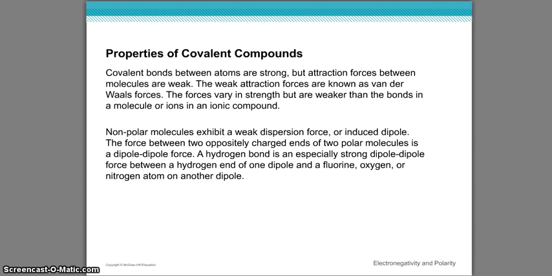Okay, so let's end by talking about some properties of covalently bonded compounds compared to what we saw with ionically bonded compounds. So covalent bonds between the atoms are strong. So within a molecule, those are really strong attractions, but the attractive forces between molecules are weak. So from one molecule to the other, intermolecular attractions, those are relatively weak. And those weak forces between the molecules are going to give them very specific properties.